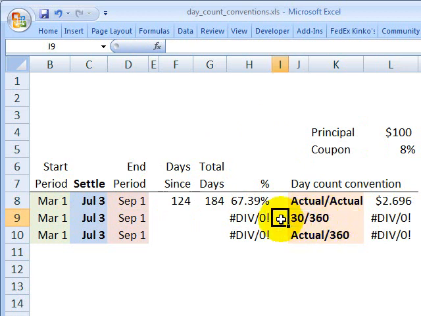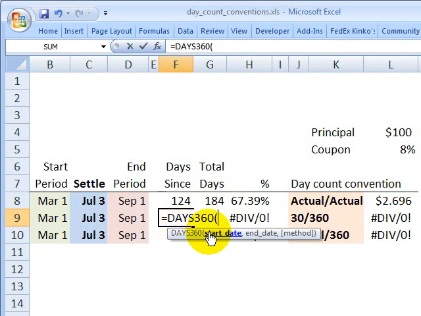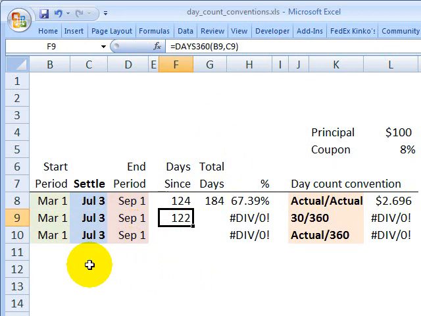Now how about 30/360? So here the difference is we're just assuming there's 30 days in every month and 360 days in the year. So my days since becomes now not just a straight difference, but I'll use the Excel built-in function days 360, which treats the year as 360 days with 30-day months. And I give it the start date, comma, the settlement date, and in this case there's fewer days. There's 122 days between start and settlement based on 30-day months.